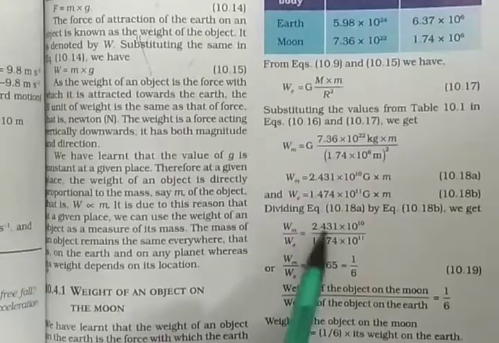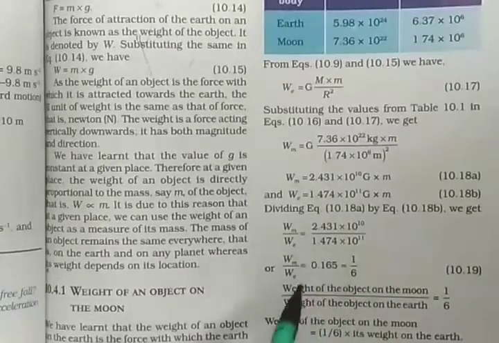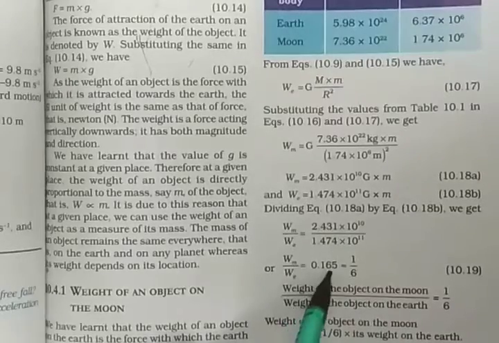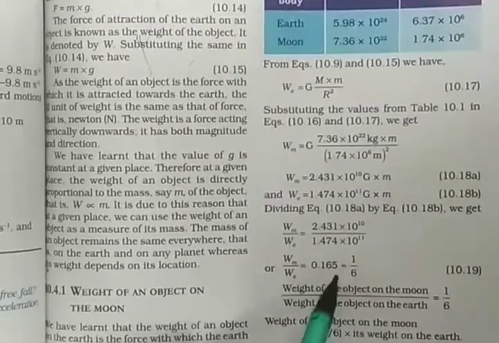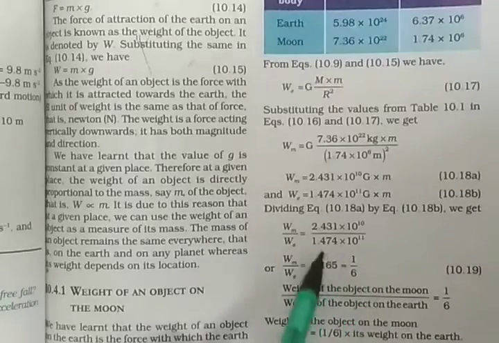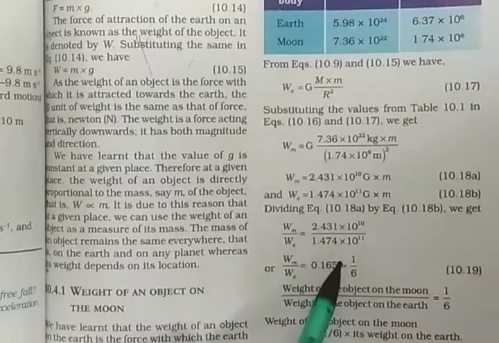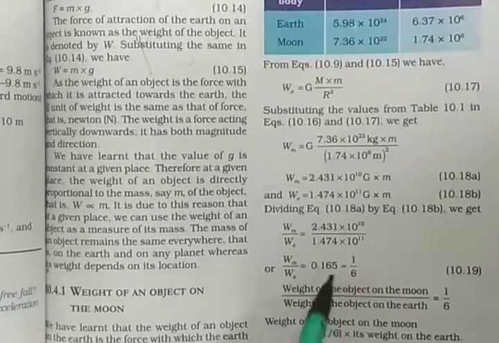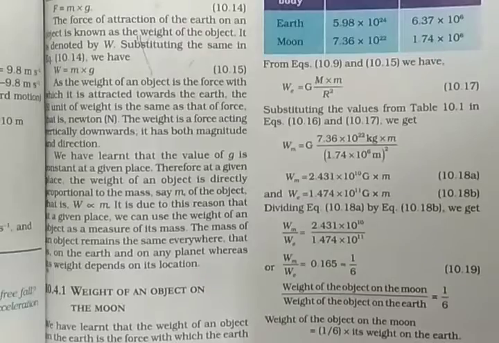When we divide 2.431 into 10 raised to 10 by 1.474 into 10 raised to 11, we will get 0.165. You can write this as 1/6 also, right? The weight of the object on the moon will be 1/6 of its weight on the earth, right? So this we have derived now.